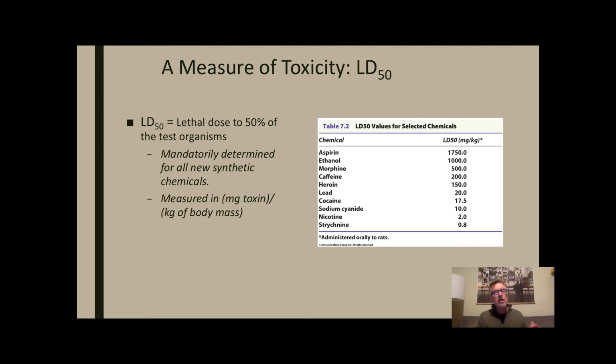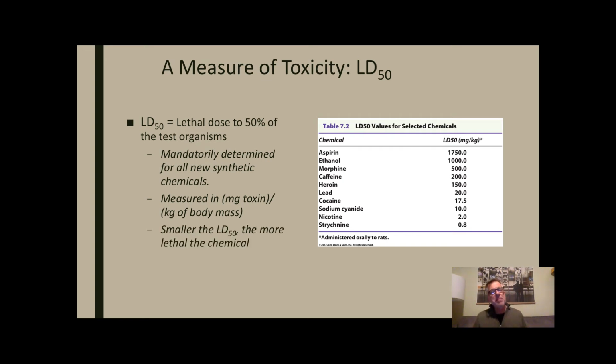It is measured in interesting units, milligrams of toxin, or mass of toxin really, usually milligrams, per kilogram of body mass. And you can see in the chart at right that aspirin has a lethal dose of 1,750 milligrams, or 1.75 grams per kilogram of person. And since most of you are between 50 and 75 kilograms, you could figure out what a lethal dose would be.